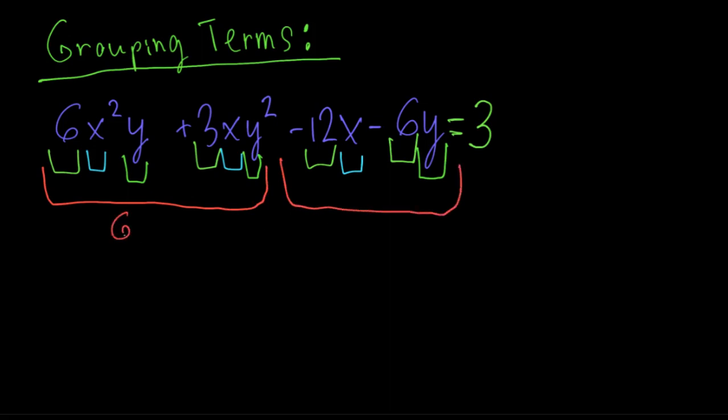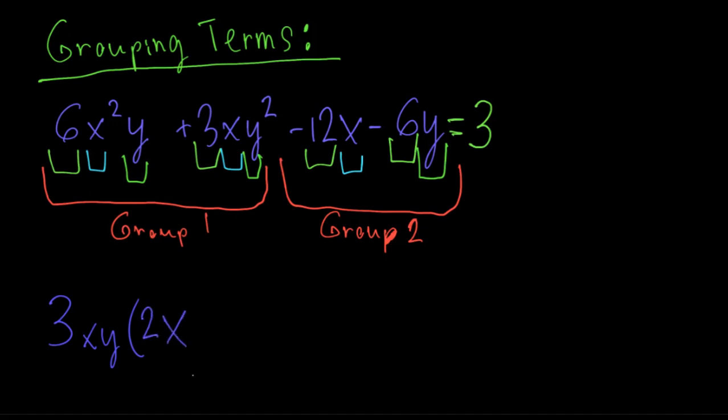So this will be group 1, and this will be group 2. And we can factorize each group, and this will help us factorize the whole expression. So let's factorize this first group. So we know that the highest common factor is 3, and we know that each one of them has an x and a y. So let's factor those out. Okay, so what will multiply with 3xy to give us 6x squared y? That will be 2x. And what will multiply with 3xy to give us 3xy squared? That will be y. Okay, so that's the first group.